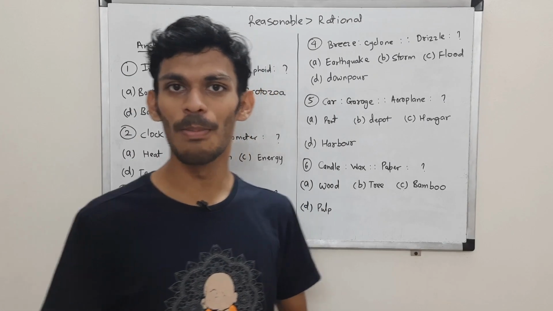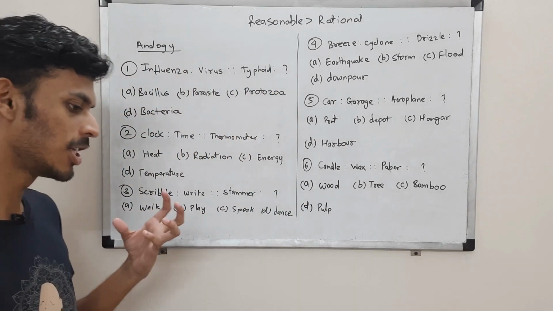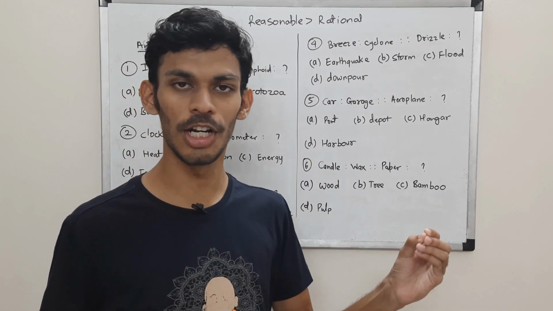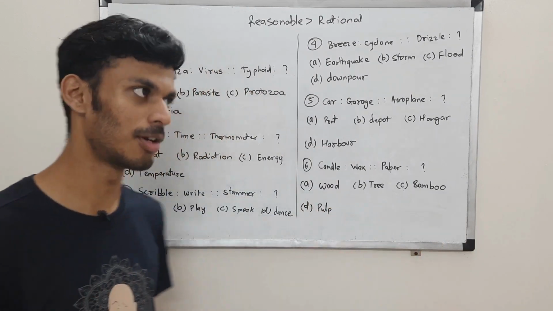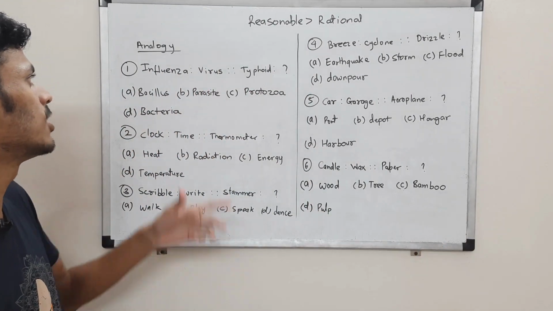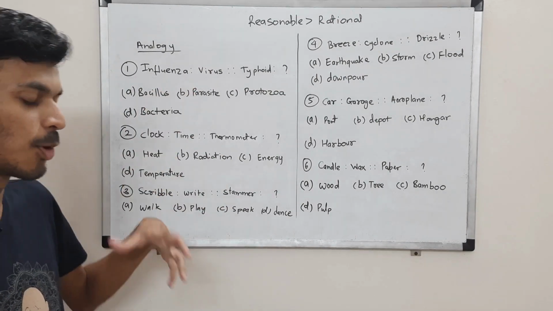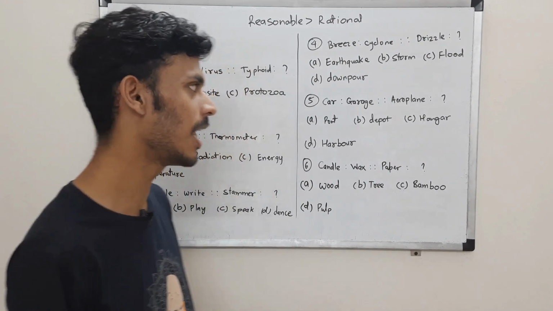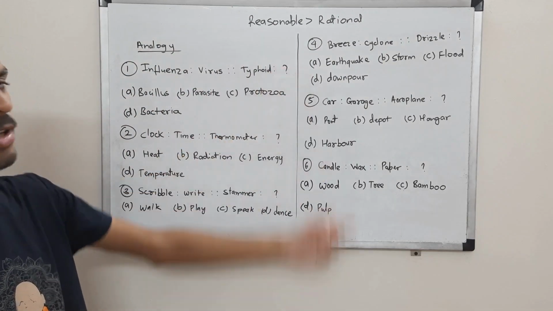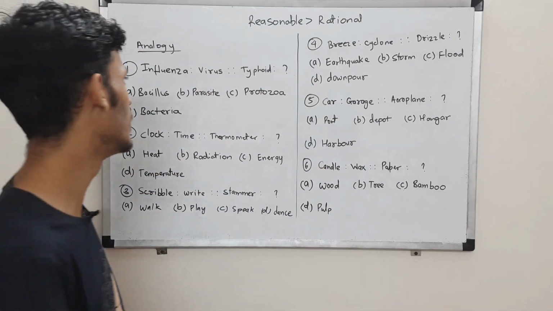Let us begin with the topic of analogy. Analogy is actually a very important topic from the reasoning side for BITSAT. In this type of question you will be given a pair. You are supposed to study the relationship between the pair and accordingly deduce the answer to the other pair. You'll come to know when we do questions.